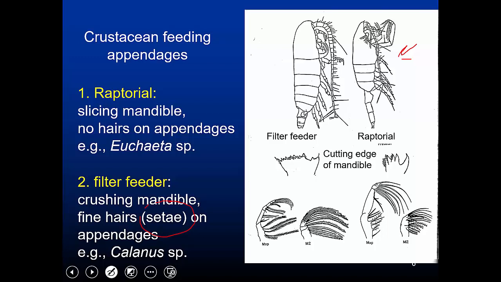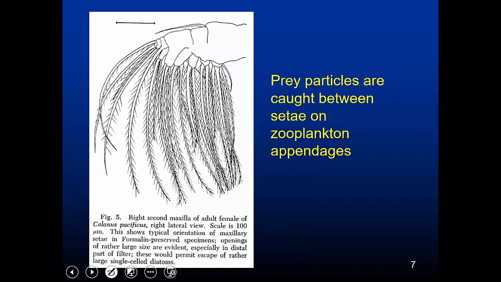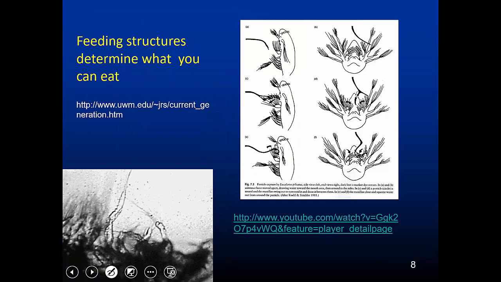The filter feeders catch their prey in between these hair-like structures, the setae, that are found on the zooplankton appendages. These are like a mesh that catches the various prey, and we'll see in a moment that they have a big impact on the size of the prey that can be captured by these organisms. Here's a small video, kind of grainy, showing how this works in real life.